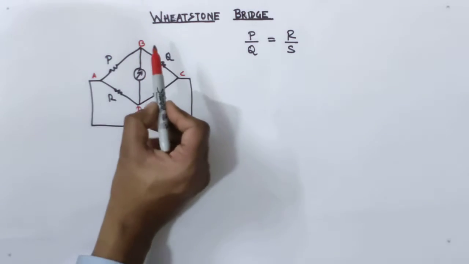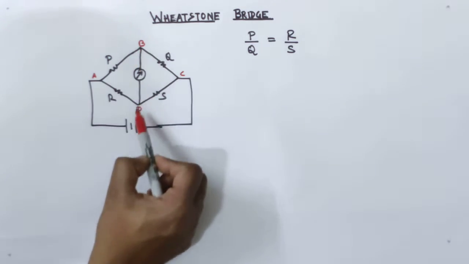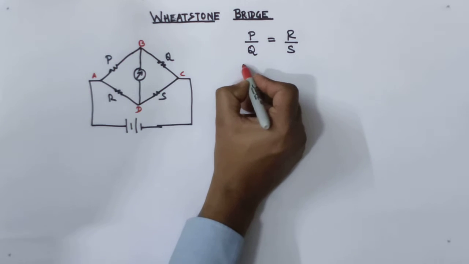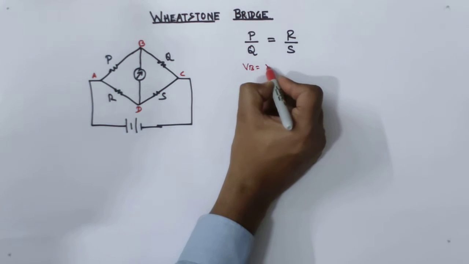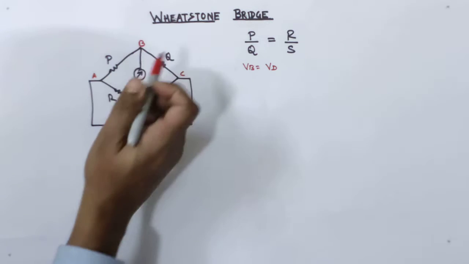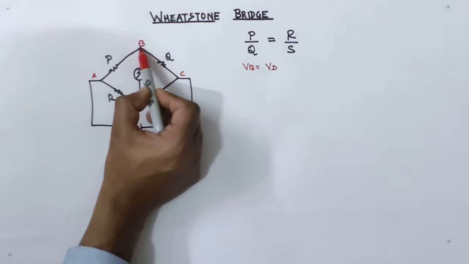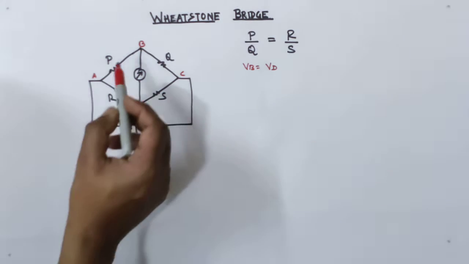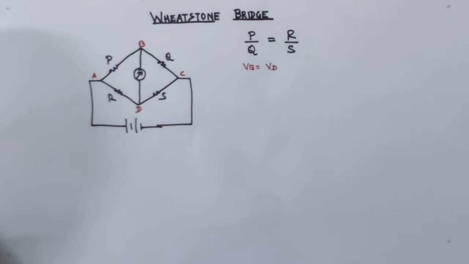Now, if we are saying that between the terminals B and D, no current is flowing, this also implies that VB should be equal to VD. If the potential difference between the points B and D is 0, then no current will flow between these two terminals. First of all, in order to prove this, we'll do the current distribution.